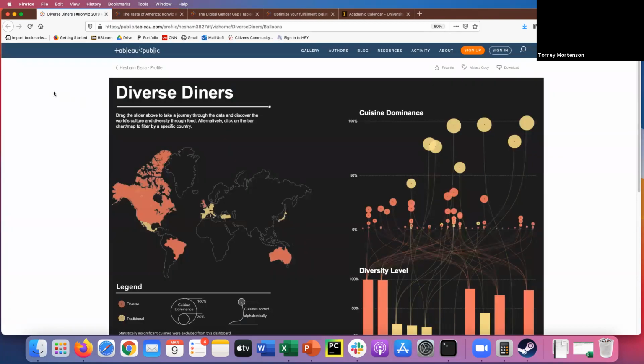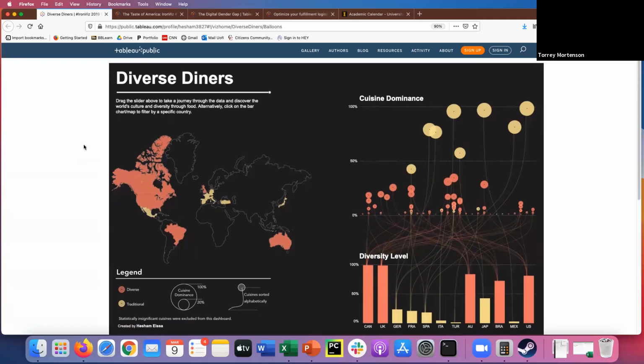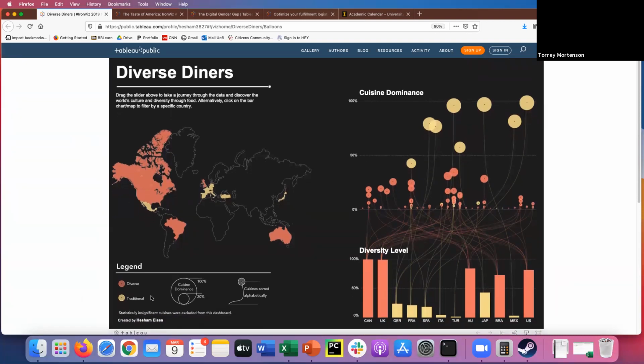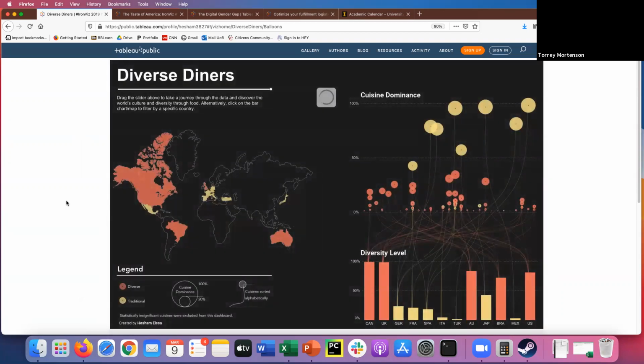Yeah, so here we go. These are the two, they both won. This one was Hashem Isa, I hope I'm pronouncing that right. Diverse versus traditional. So this is a breakdown of cuisine in different areas. Let's see what the United States looks like if we click there.